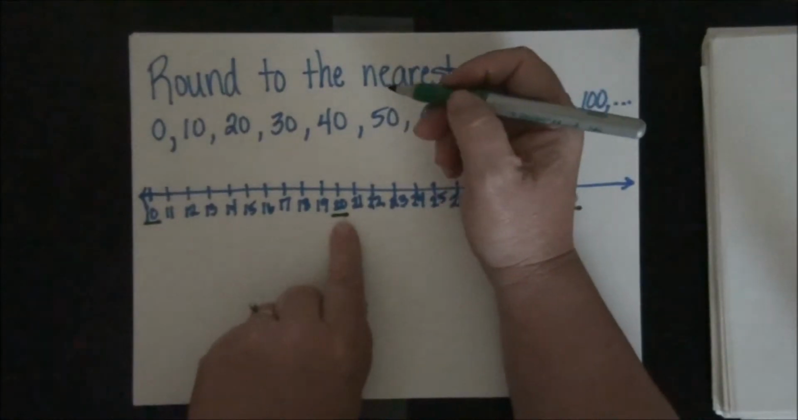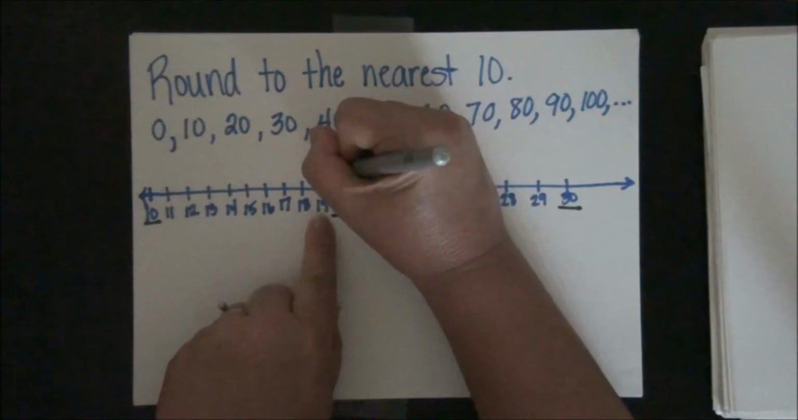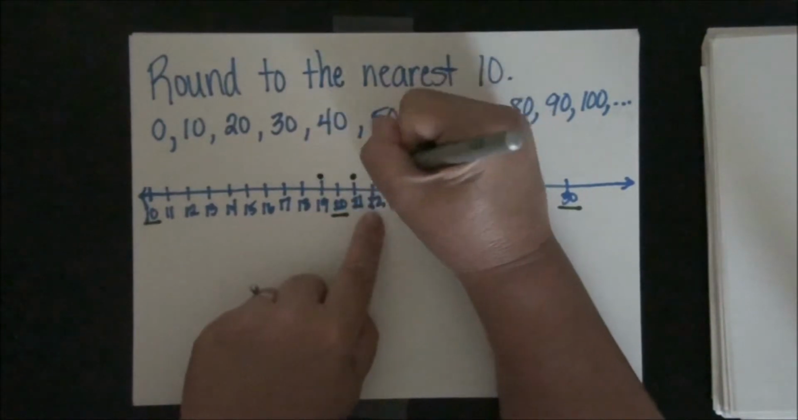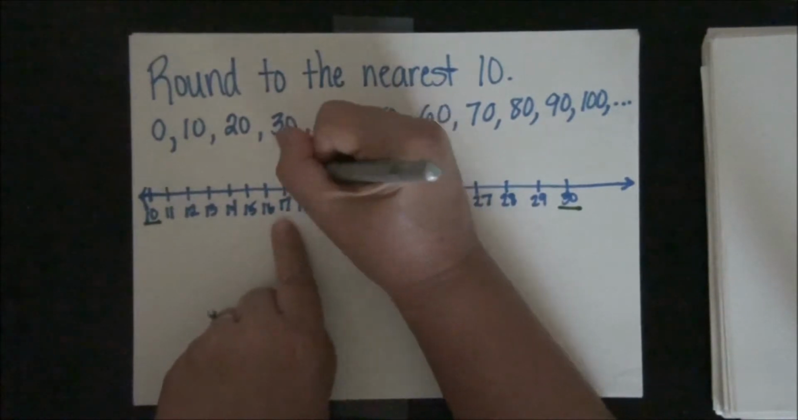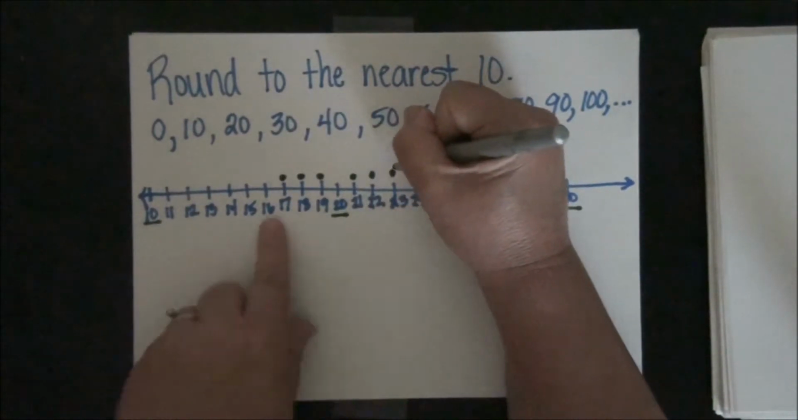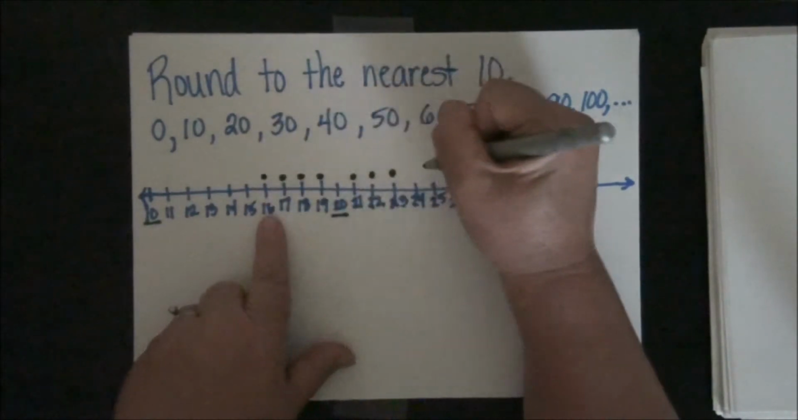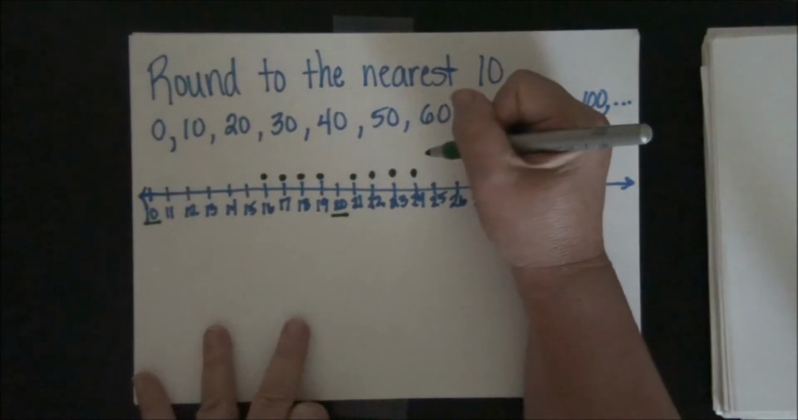So I'm going to start with 20. I see that 21 is close and 19 is close. 22 is close. 18 is close. 17 is close. 23 is close. 16 is close. And 24 is close. I'm going to stop right there and I'll explain why in just a minute.